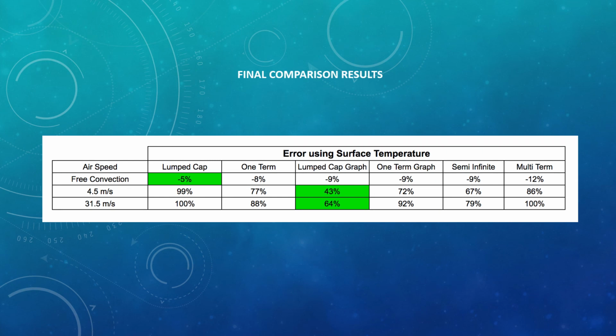Now comparing everything, for free convection lump capacitance was the most accurate, and so that proves that for a Bi number below 0.1, lump capacitance works the best. And then for our Bi numbers above 0.1, the ones that worked the best were the graph, where we use the lump capacitance Bi number. So that's our results, and that's what we would recommend that you use when you're just trying to find a quick answer.